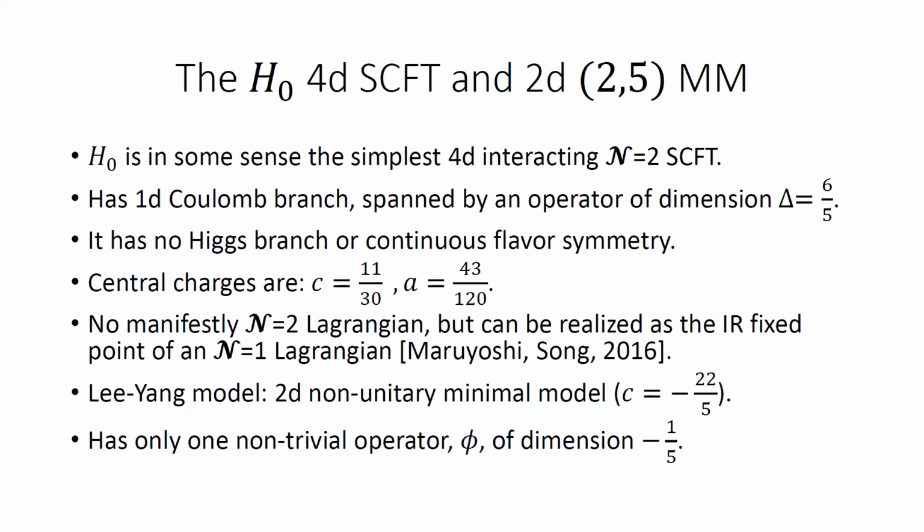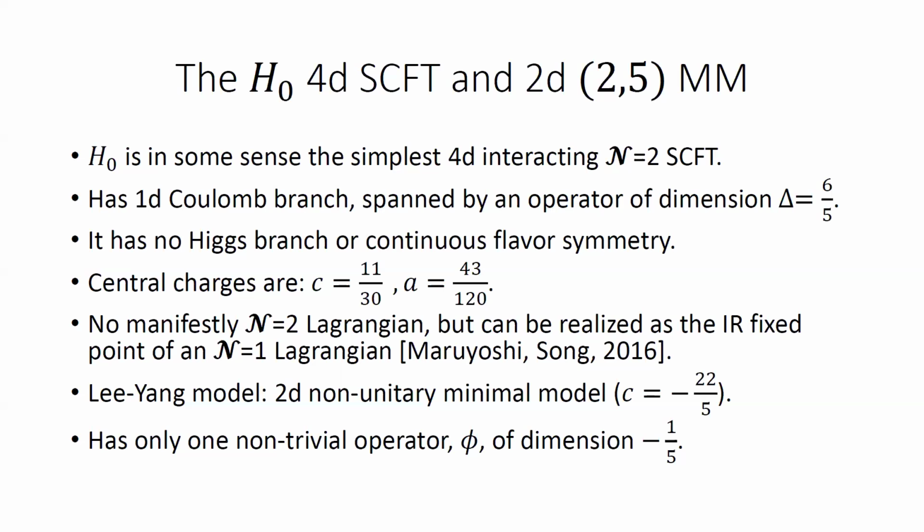There are, of course, probably higher ones. We can even study the spectrum, but it will not play an important role here. I've written down the central charges. They will play a brief role, but I don't expect you to remember them. Now, as you can already see from the dimension of the Coulomb branch being fractional, it has no manifest N=2 preserving Lagrangian, but it can be realized as an IR fixed point of an N=1 preserving Lagrangian, found by Maruyoshi and Song, almost 10 years ago.